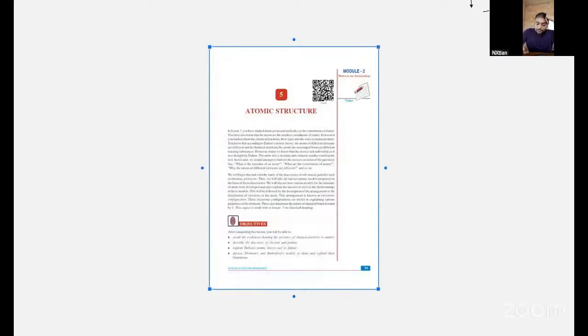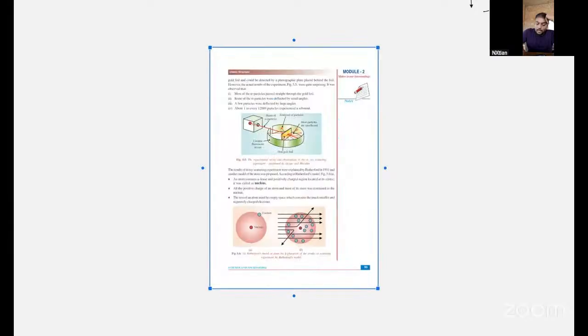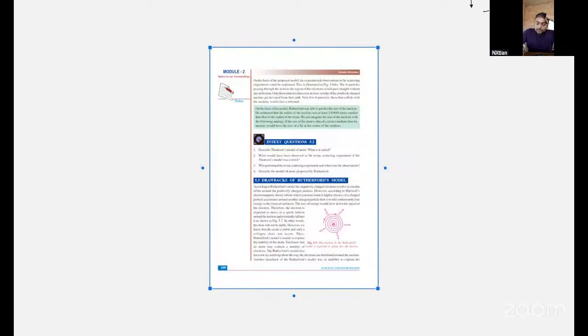Now this problem is solved by a new scientist named Niels Bohr. Who solved this? Niels Bohr. Okay. So now what did Niels Bohr tell us?